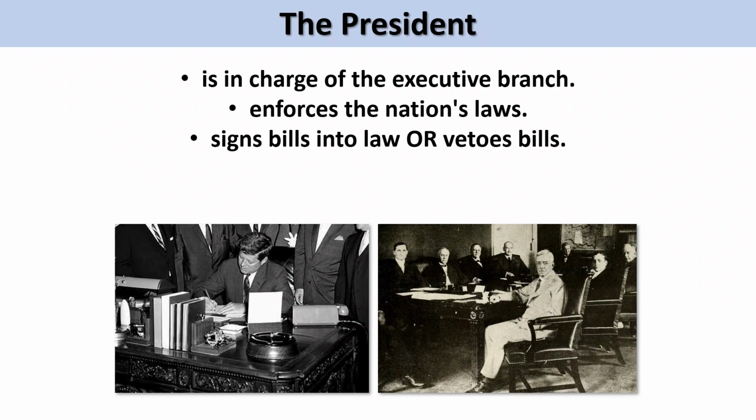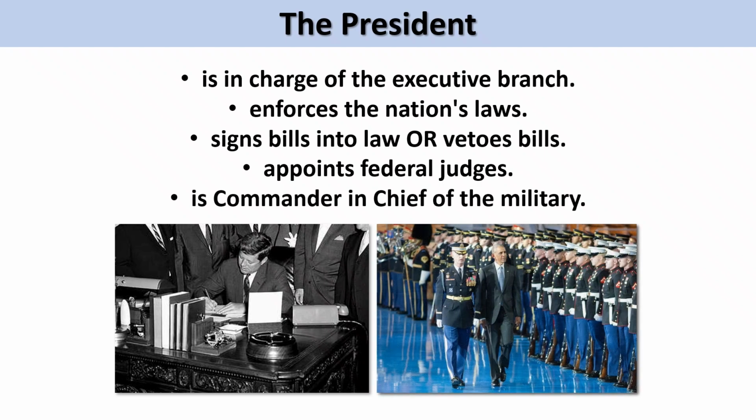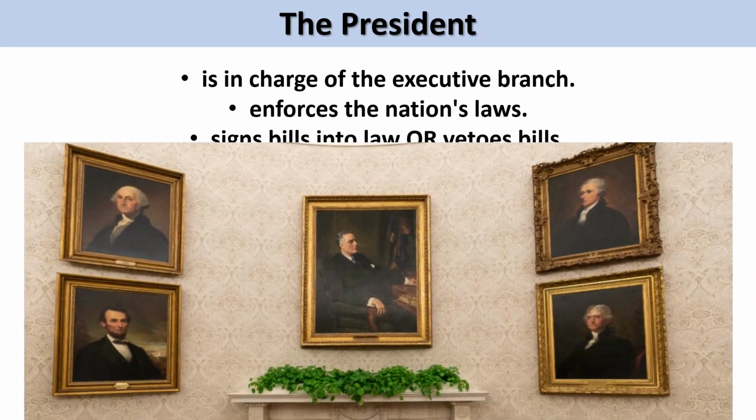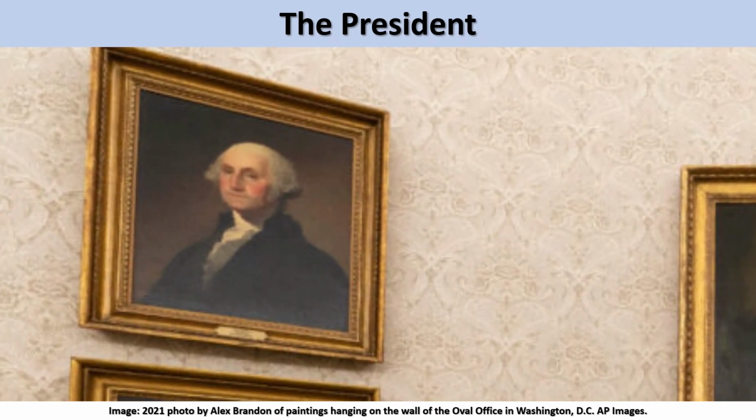The president appoints federal judges, too, and is commander-in-chief of the military. This means the president makes many important decisions about the U.S. Army, Navy, Air Force, and other branches of the nation's armed forces. The president lives in the White House in Washington, D.C., and carries out many of the duties of the executive branch there in a room called the Oval Office.